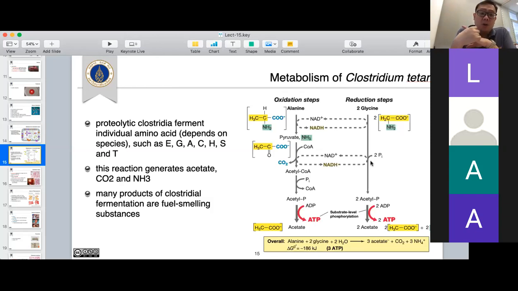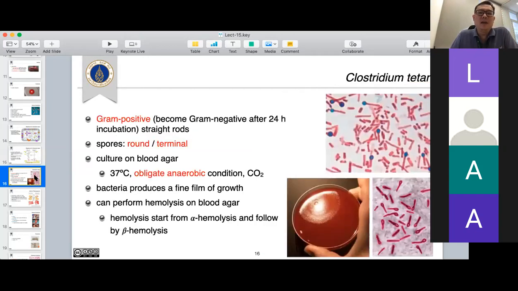Tetanus in Thai we call batayak. And when you get a wound infection, they destroy your muscle because they metabolize amino acids and generate the bad smell of ammonia. The wound gets rotten and has a bad smell. Okay, that's the characteristic of Clostridium tetani.